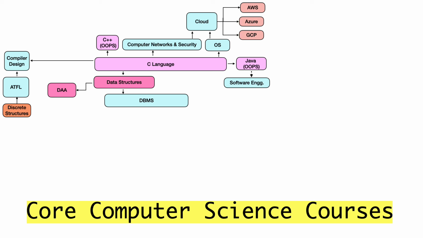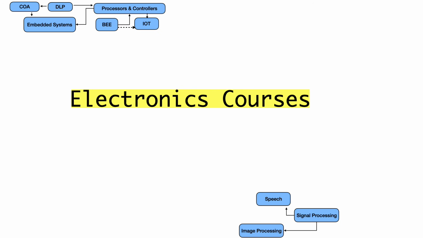Then come the core computer science courses. We have seen earlier courses like operating systems, computer networks, DBMS, software engineering, compiler design. All this forms the core courses in computer science. And then come the electronics courses. Courses like COA, digital logic and processors, processors and controllers, basic electrical and electronics, IoT, embedded systems, and also speech, signal processing, and image processing basically come from the electronics part, and are also very much relevant to computer science courses.